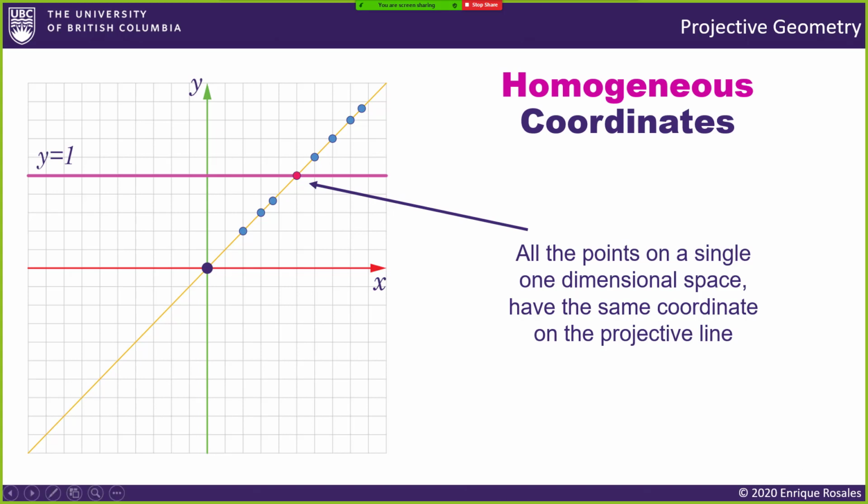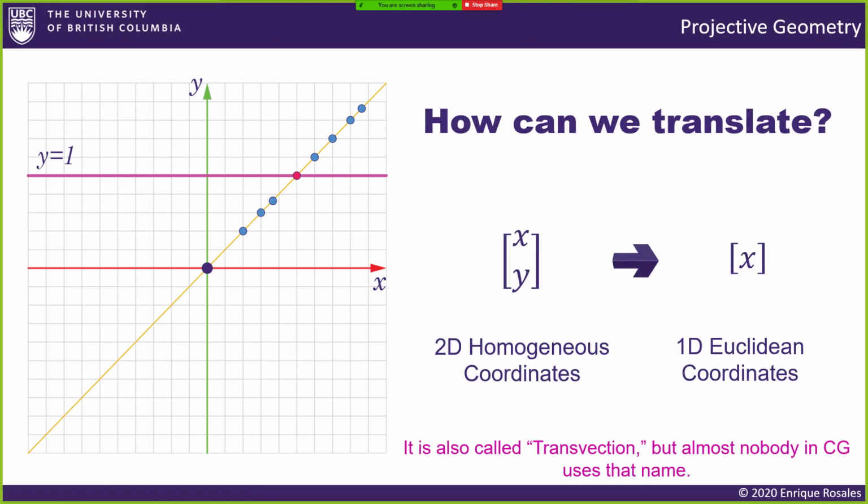So someone is saying, so the points that intersected with y = 1 are now projected onto the yellow line. The ones on the yellow line are now projected into the pink one. Okay? Let me continue, and maybe with the next slides it will be clear. Okay, so how can we translate from this 2D homogeneous coordinate to a 1D Euclidean coordinate?